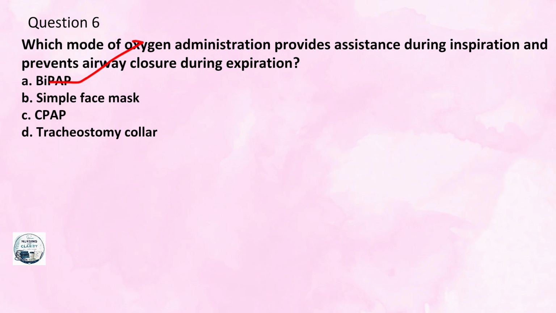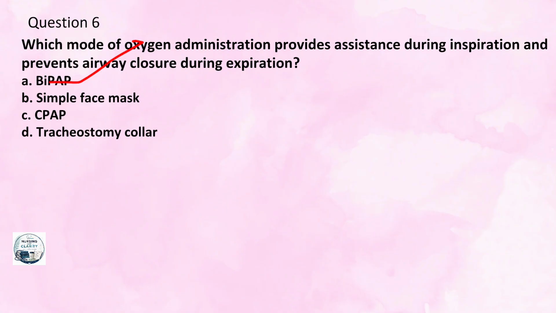Here the correct answer is option A, BiPAP, because BiPAP has two airway pressures. One is inspiratory, another one is expiratory positive airway pressure. Inspiratory positive airway pressure helps you take a bigger breath and reduces the work of breathing. And expiratory positive airway pressure is a lower pressure during exhalation, which keeps the airways and alveoli open, improving oxygenation, which mainly helps to remove CO2.